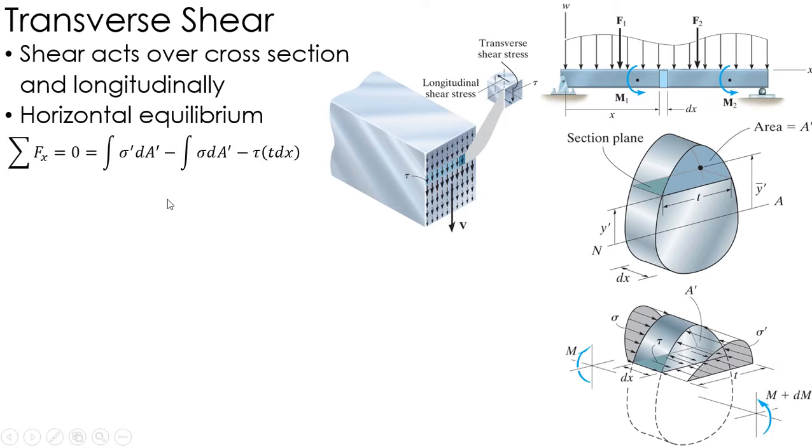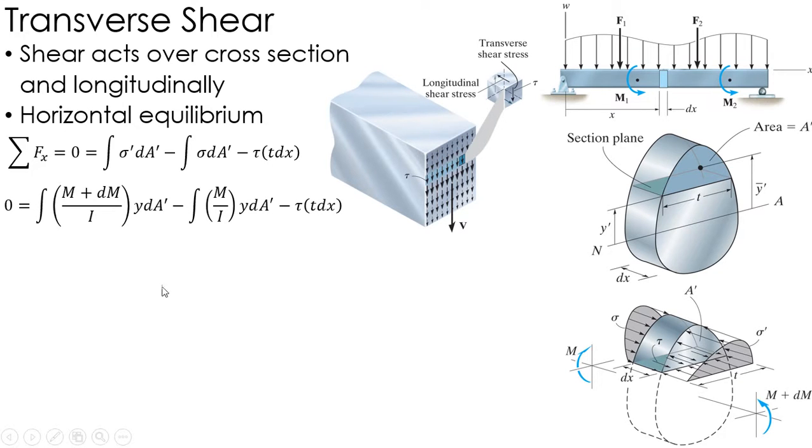When I sum the forces in the x, the stress on both sides plus the shear stress on that cut surface have to equal 0, and that's essentially what I have here. I have sigma prime dA prime and sigma dA prime, where A prime is the area above where I'm looking at the system, and that has to equal tau times the area down here, which is tau times dx times the width across where I cut it, t.